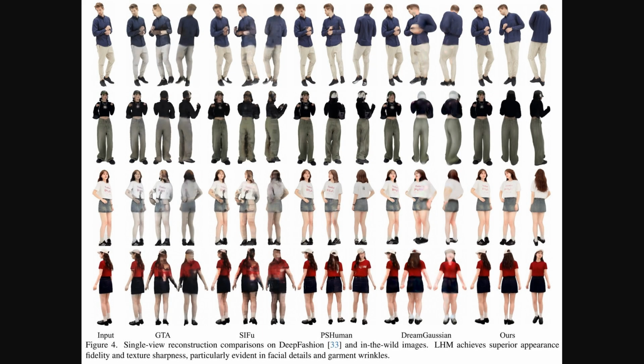Okay, so moving beyond the architecture itself, Figure 4 really drives home the performance of LHM by comparing it directly against other existing methods. You can see the input image on the left, and then reconstructions from methods like GTA, Sifu, PS Human, Dream Gaussian, and finally, the LHM result labeled Hours. It's pretty clear visually. LHM seems to do a much better job capturing the overall appearance. The texture details, look especially at the faces and the wrinkles in the clothing. They look significantly sharper and more realistic compared to the others.